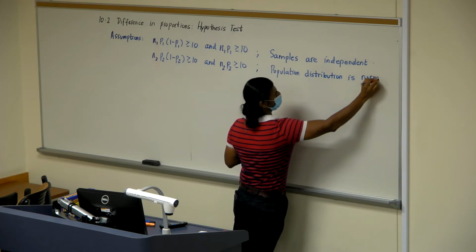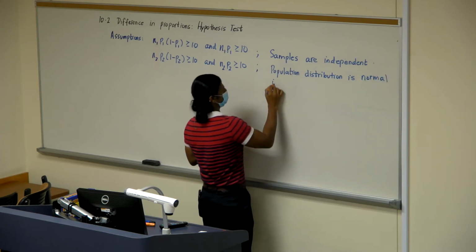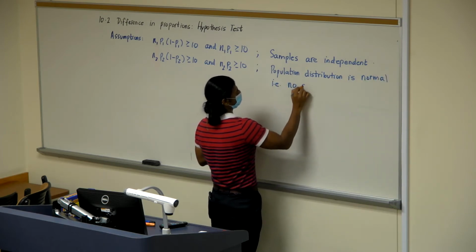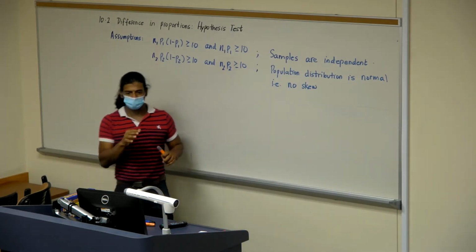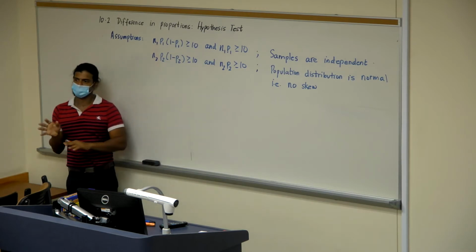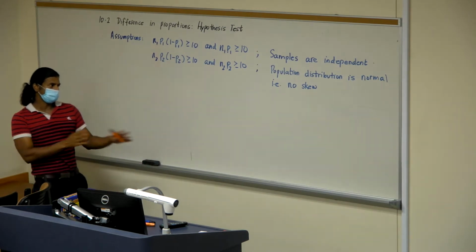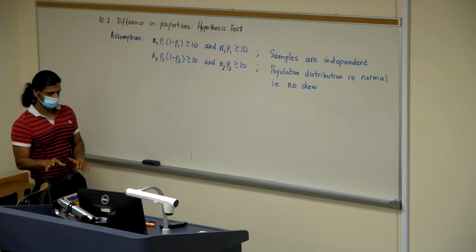Population distribution is normal, that is, no skew. That's all we're trying to say, that the data that you collect from the population has no skew, or the population doesn't have any skew whatsoever.